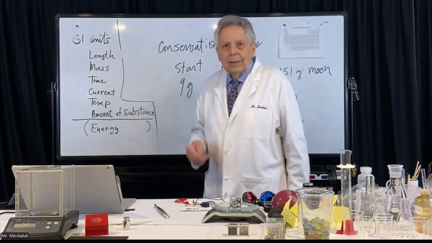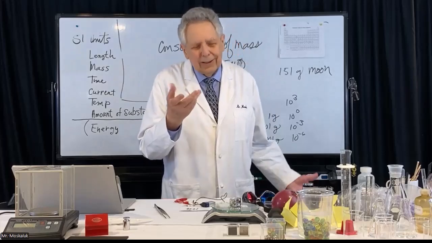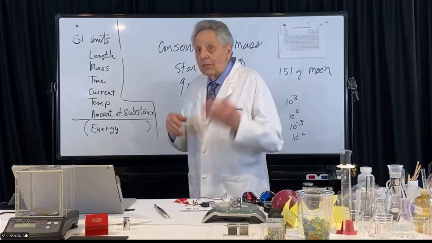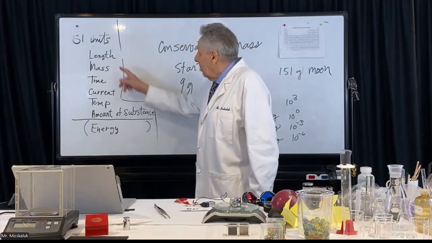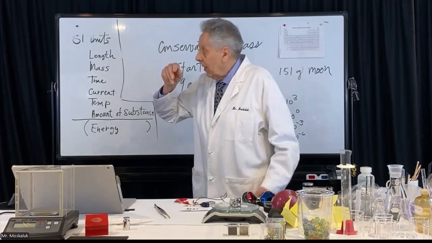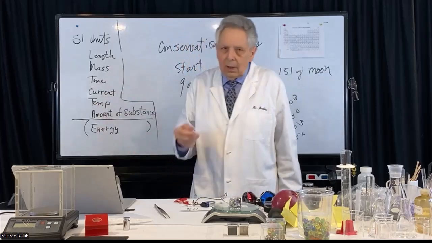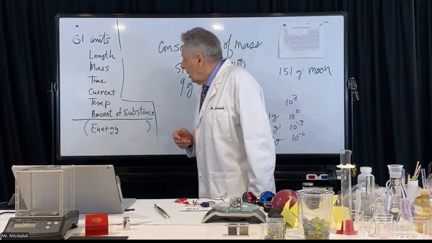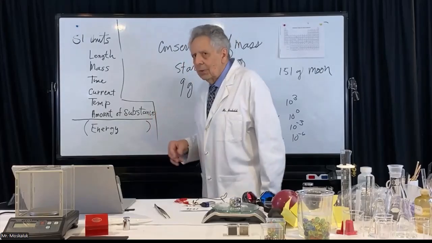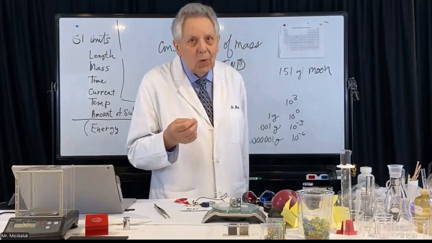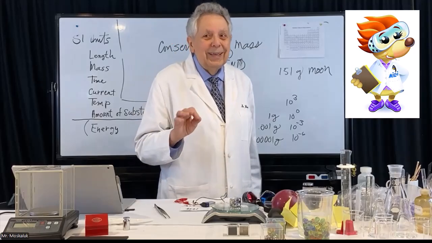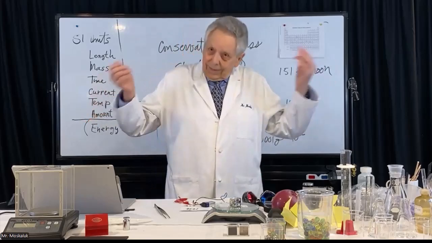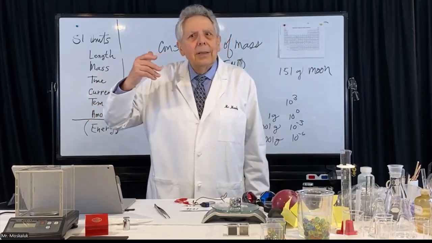Length, kilometers. Oh, not kilometers, meters and nanometers. Kilometers only if you're traveling quite a distance. Oh, nanometers are wavelengths of light. Mass, grams and milligrams. And amount of substance, moles, and we also have millimoles. And you'll find out more about millimoles later. So, on to our next topic in the next video.